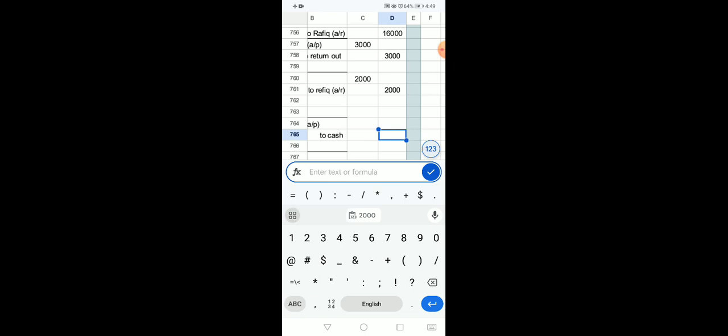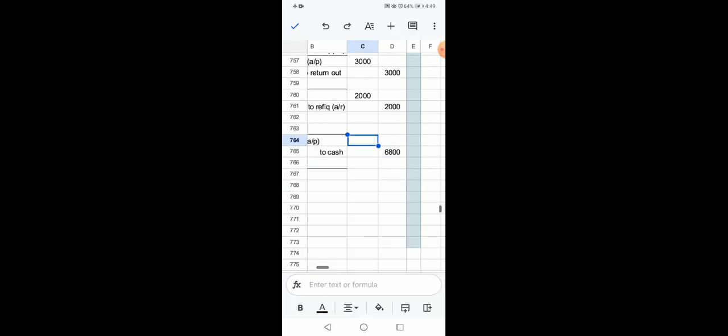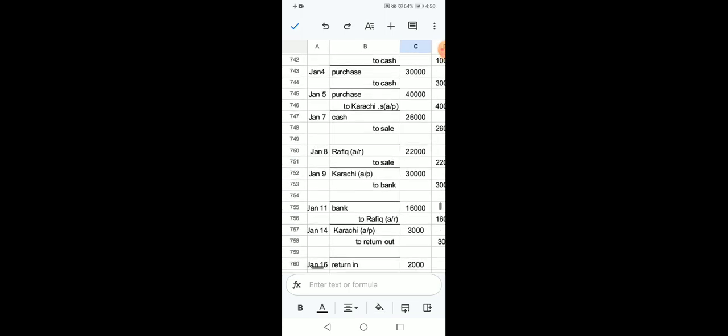How much amount are you paying to Karachi? It has been mentioned over here 6800, but in full settlement. First of all, you will write 6800 over here. This is the amount you are paying. Now you are responsible to see how much amount you were liable to pay. You need to know full settlement. For that purpose, you will go upside and see all the entries of Karachi.